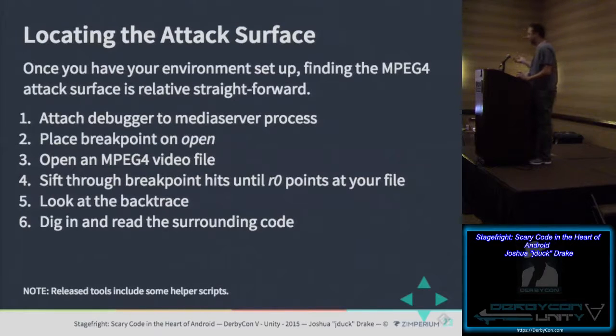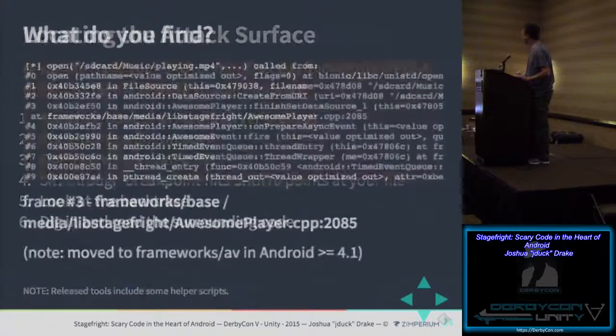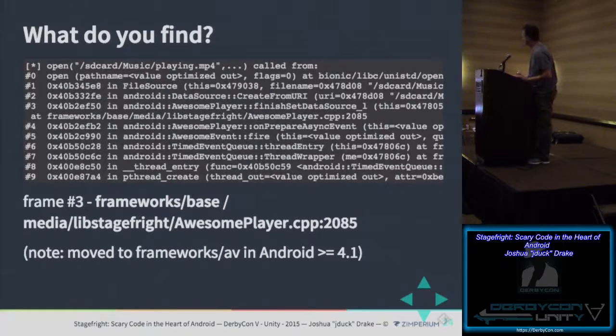What do you do to locate the attack surface? It's doing something complicated because it's playing video, and video is not a very simple thing. So what do you do? You just attach to the Media Server process with a debugger. You put a breakpoint on the open system call because if you're going to play a video, you probably need to open that video, right? At some point. And so whenever that hits, you just look at the backtrace and start digging in. So here's a backtrace from the open system call, and you can see all the functions that are being executed on the way there through Stagefright and some other libraries even.